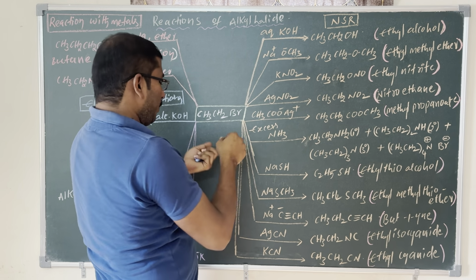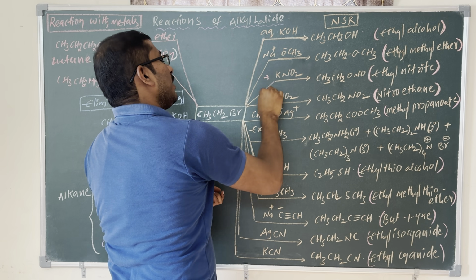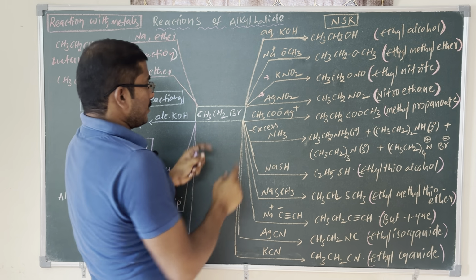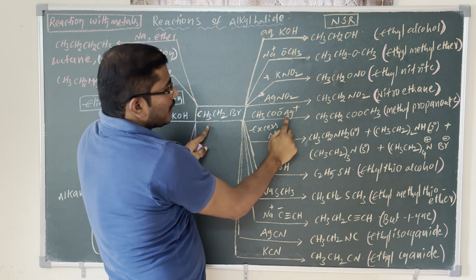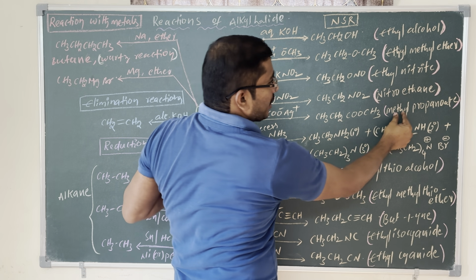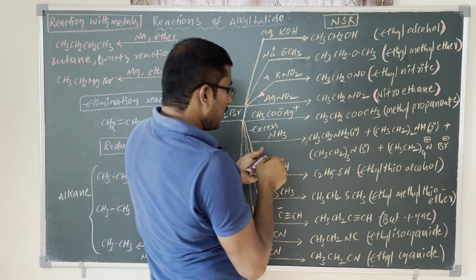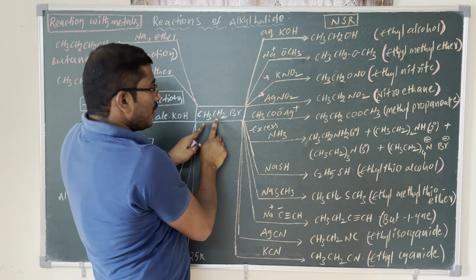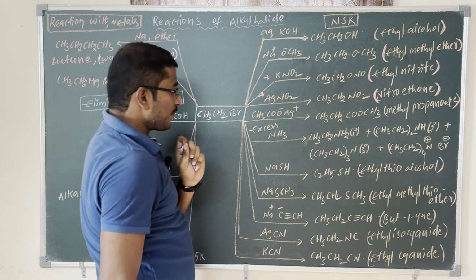Keep in your mind, very important. Many times they will ask these questions. This one is important and this one is another important. And next, ethyl bromide reacts with the silver salts of carboxylic acids to form esters. See, methyl propanoate, this is methyl and this is propanoate. We simply call this an ester. Alkyl halides react with the silver salts of carboxylic acids to form esters.